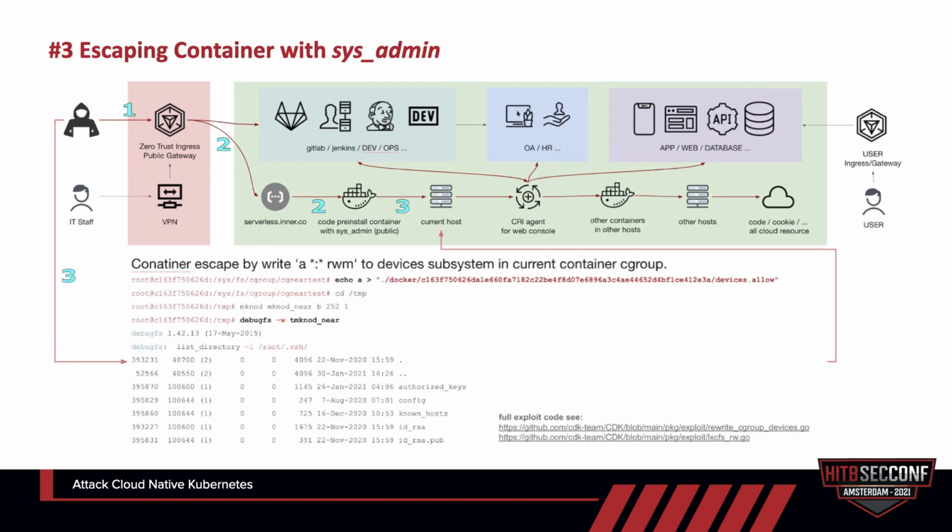All in all, we got the root shell of this public container and found that this container starts with the SYS_ADMIN capability. There are many escape methods suitable for this type of container. Now you can use our open source tool CDK to detect and escape such containers easily. Use CDK evaluate to detect capabilities, and use CDK run rewrite-cgroup-devices or CDK run mount-cgroup subcommands to escape this container.